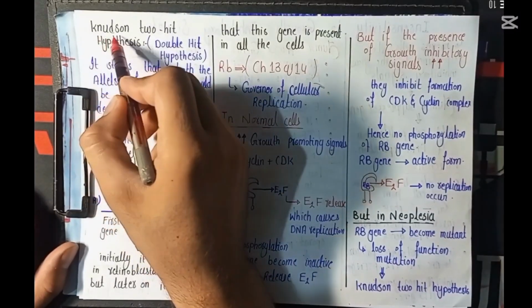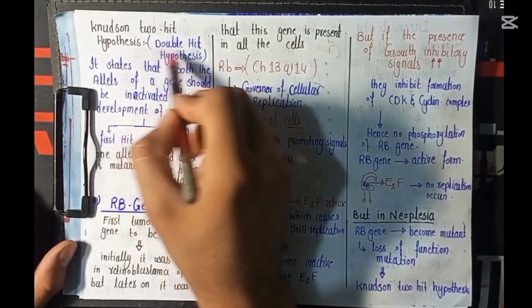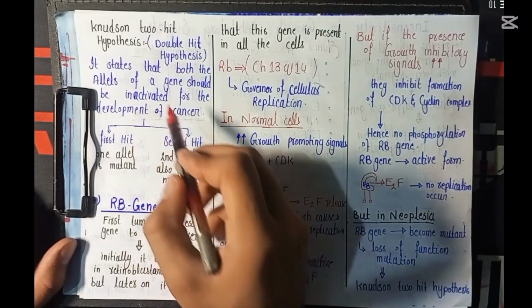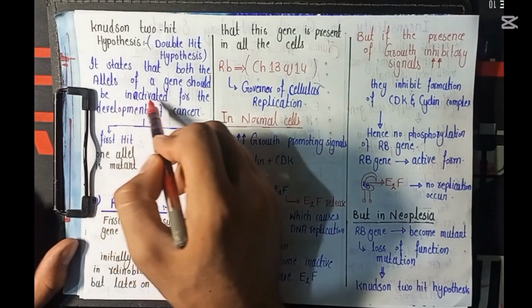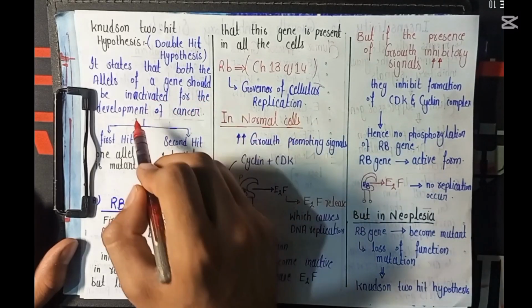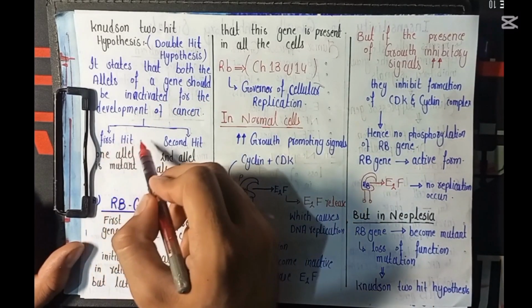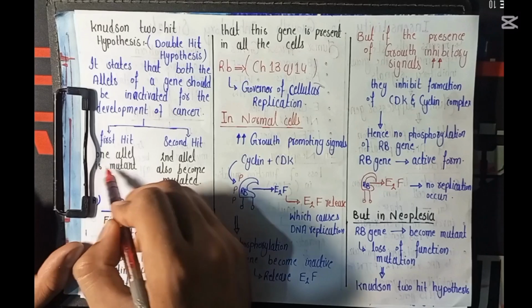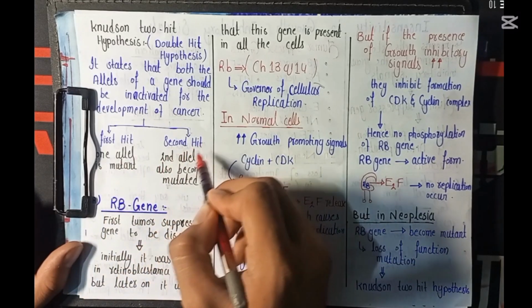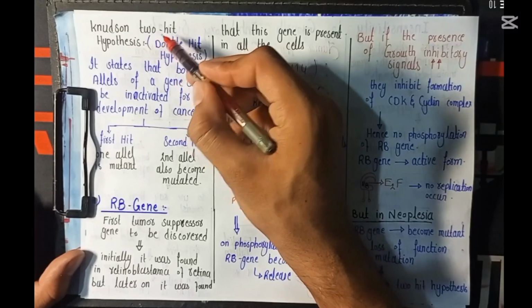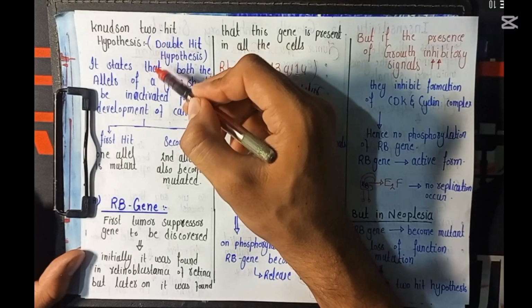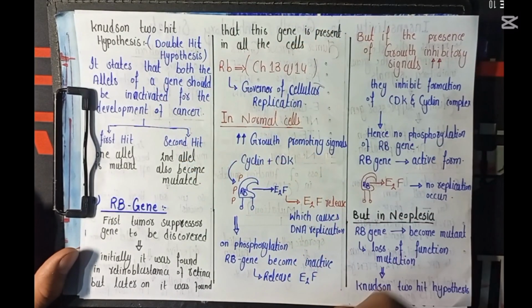Now let's talk about the Knudson two-hit hypothesis. It is also known as the double hit hypothesis. According to this hypothesis, both the alleles of a gene should be inactivated or mutated for the development of cancer. In the first hit, the mutation occurs in the first allele, whereas in the second hit, the second allele also becomes mutant. So, according to the Knudson two-hit hypothesis, for the development of cancer, both the alleles of a gene must be inactivated.